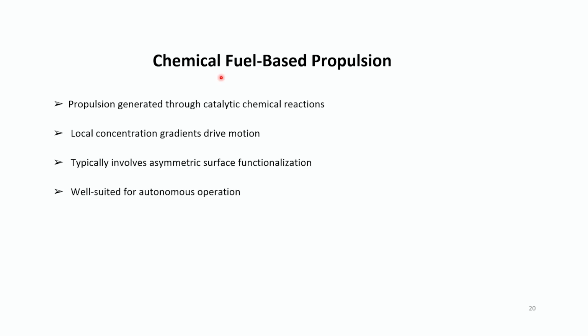So what is chemical fuel based propulsion? Propulsion is generated through catalytic chemical reactions. As I've already told you in my previous lecture, local concentration gradients drive motion, and this typically involves asymmetric surface functionalization, and this is well suited for autonomous operation.